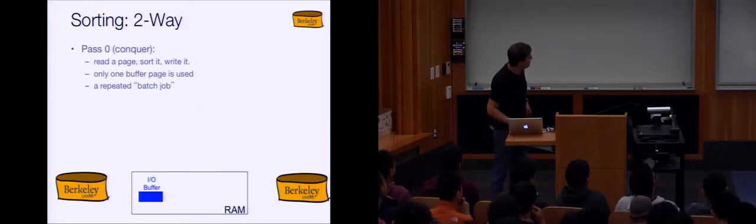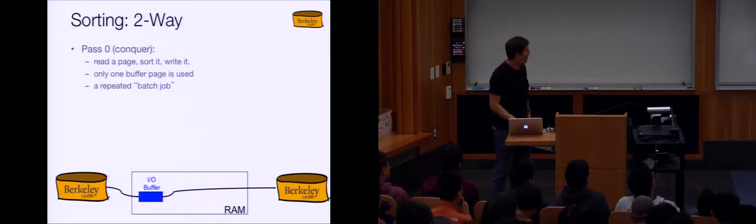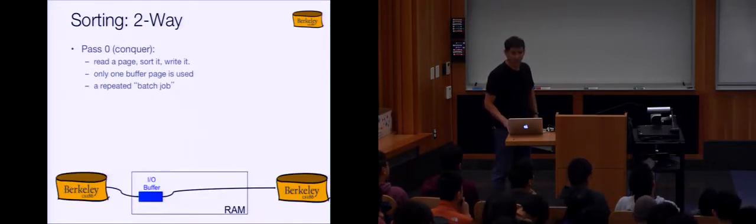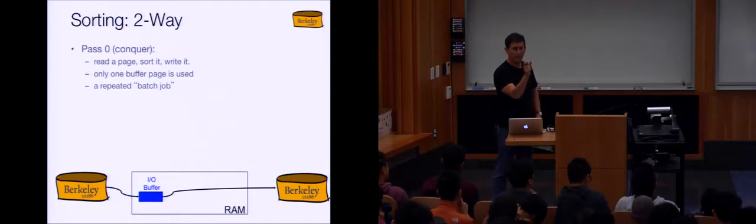We'll read in a page. We will sort the page. And then we will write the page. And then we'll get the next page, and we'll do it again. Okay? So that's pass 0. So we're going to conquer each page. Each page will be a beautifully sorted little piece of data. So there'll be some records from the file there, and they will be sorted.